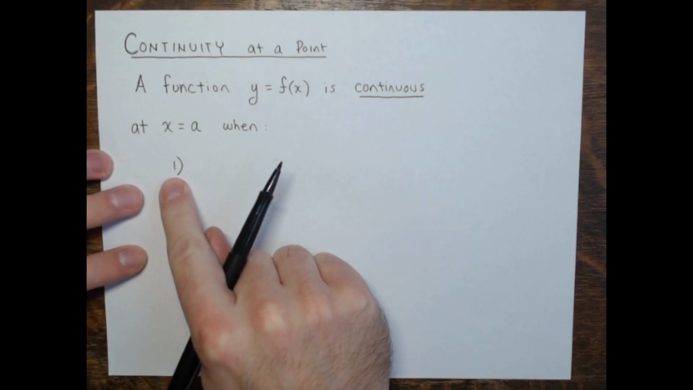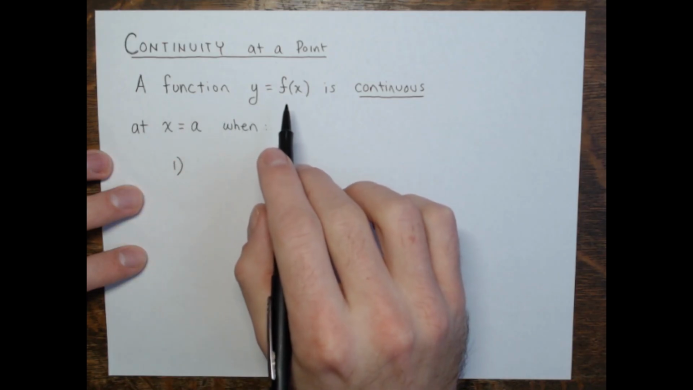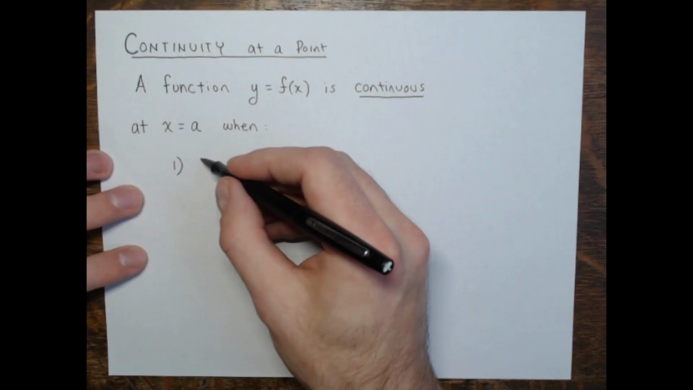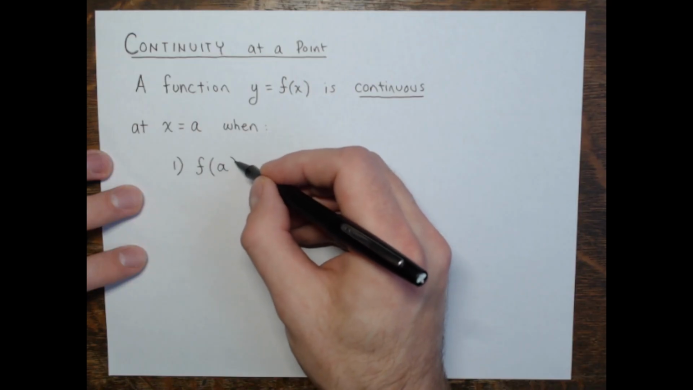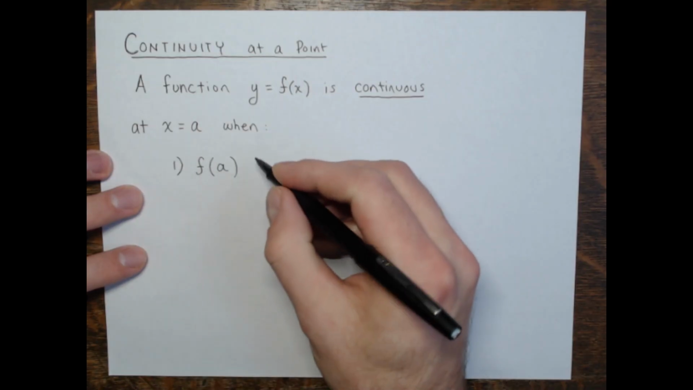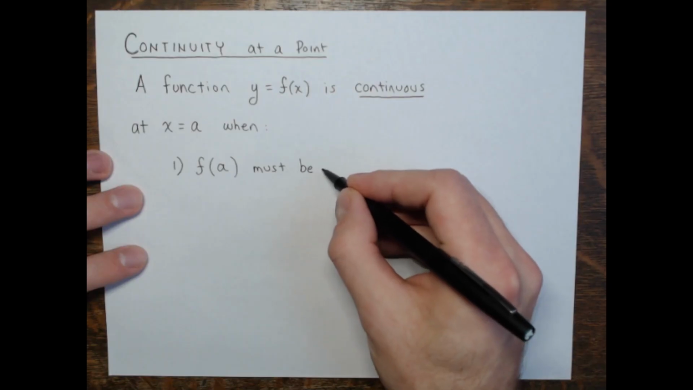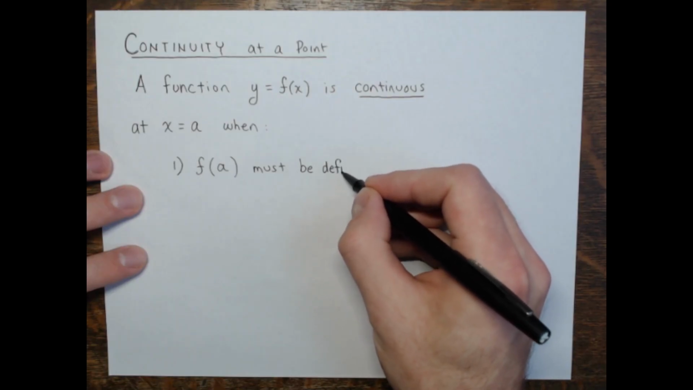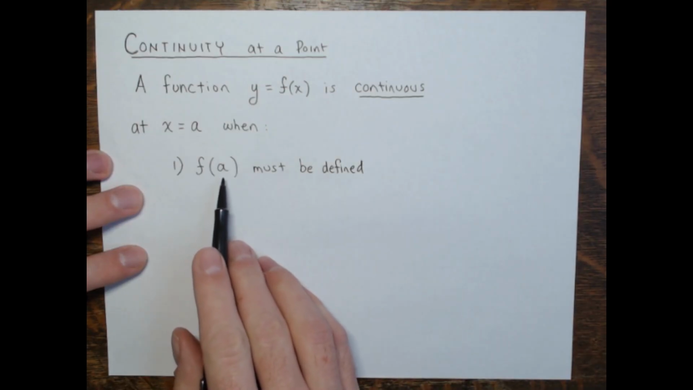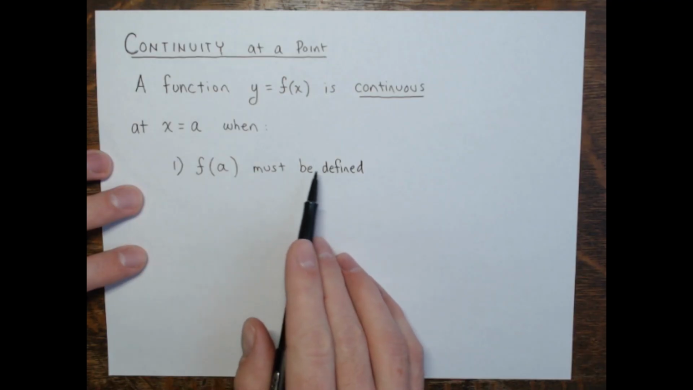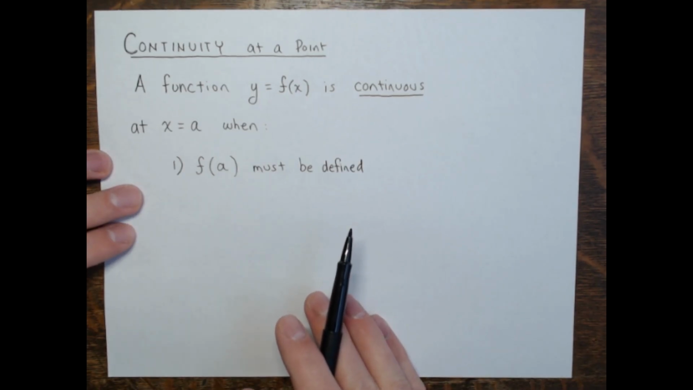The first condition that needs to be met for a function to be considered continuous somewhere is that the value of the function at a must exist, must be defined. If you were to plug in a for x and it didn't exist or it wasn't defined, then there's no point in talking about being continuous there.